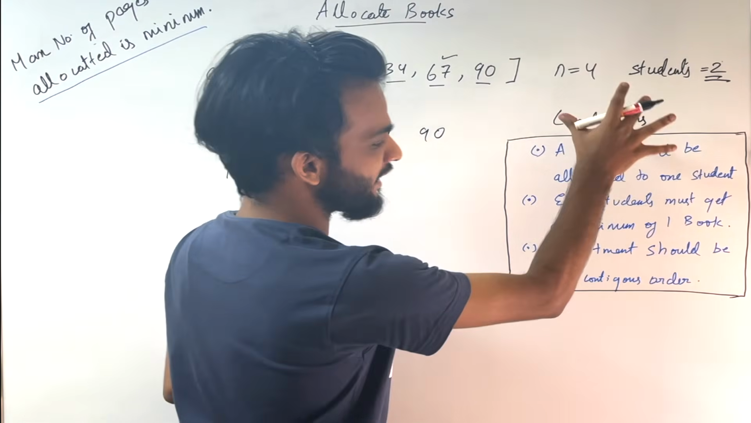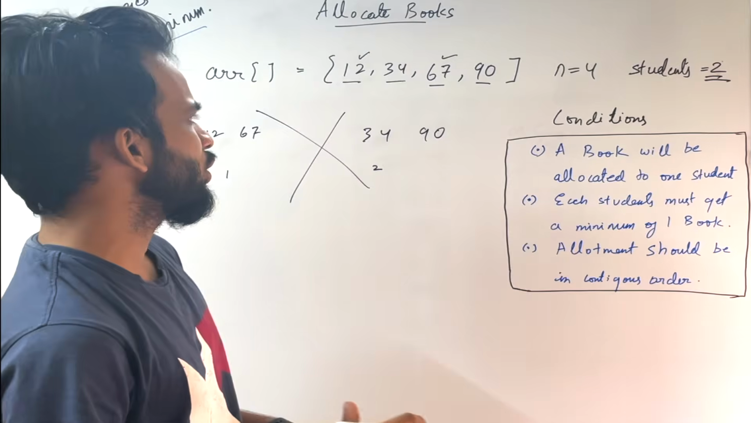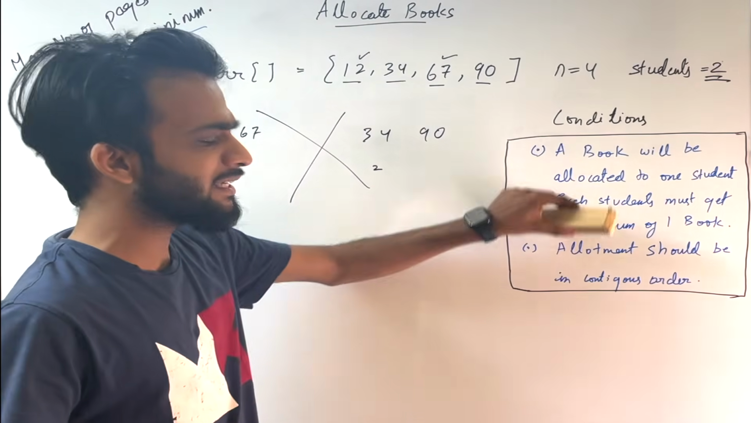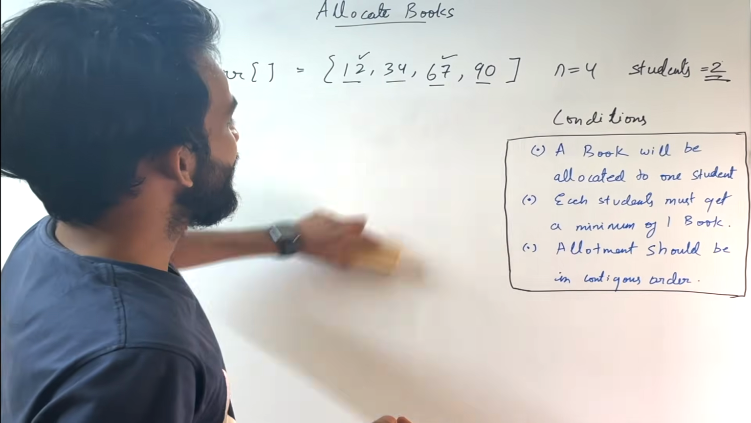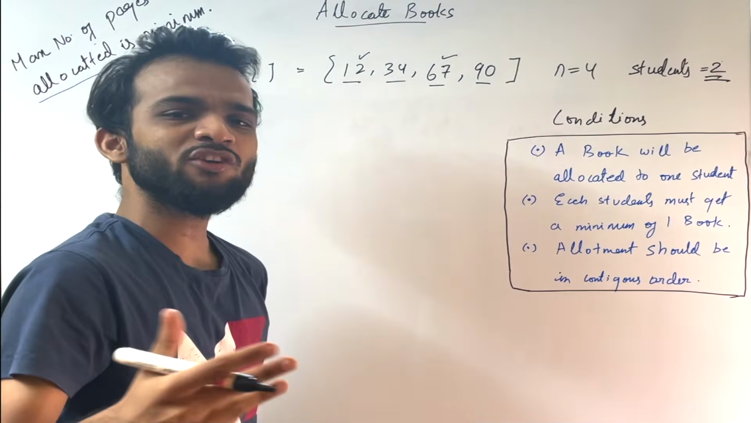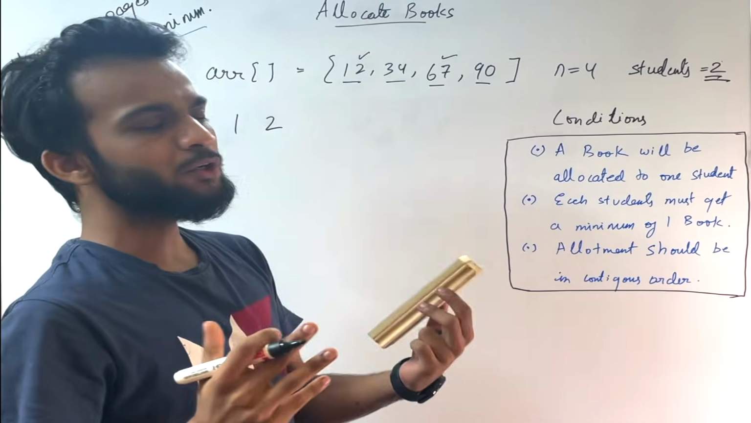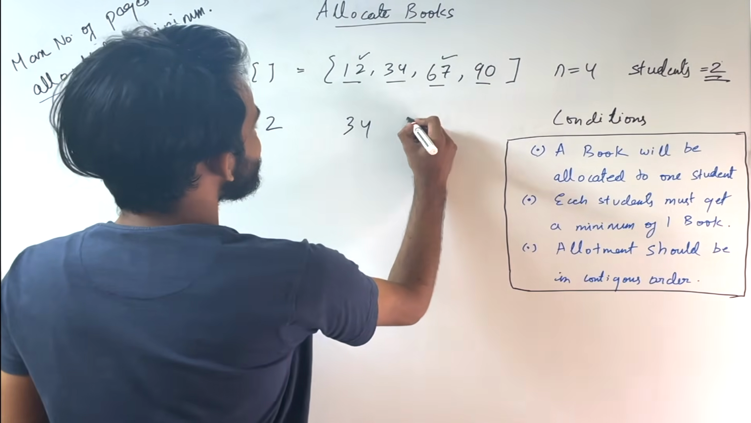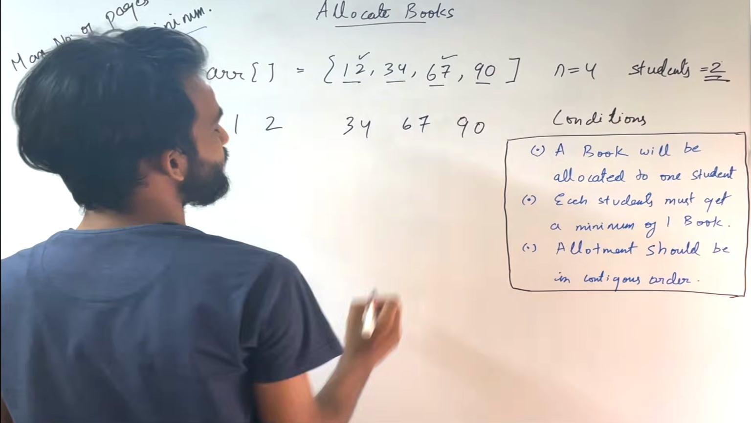So you have to just make sure that these three conditions are kept while you're allocating the books. So you've understood how to allocate by keeping these conditions. Now I'll talk about the condition which is our question. Once you've understood the conditions, let's try to allocate. Can I say student 1, you're going to take 12, and student 2, you're going to take 34, 67, 90? This is one of the possible allocations that you can do.